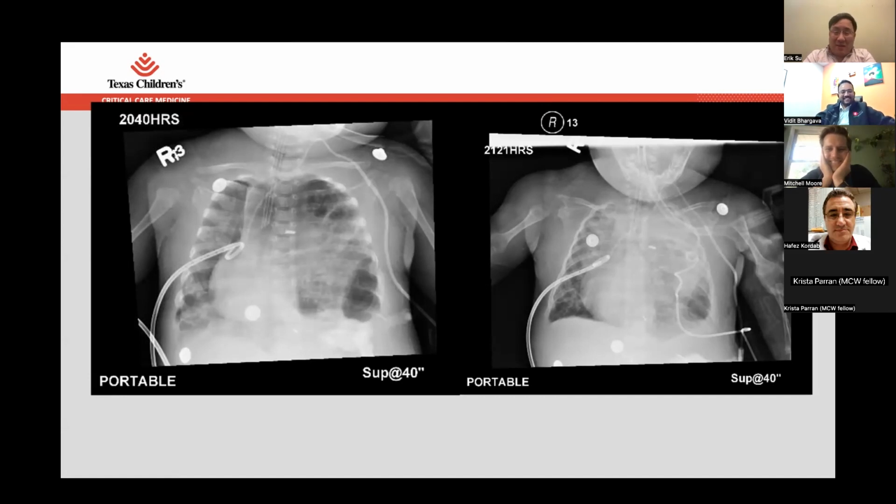So this is just an example of where we were careful, but ultrasound really helped us compose the clinical picture better and try to figure out what was going on. Otherwise, this kid was probably looking at an ECMO run. Yeah, that's all I got.